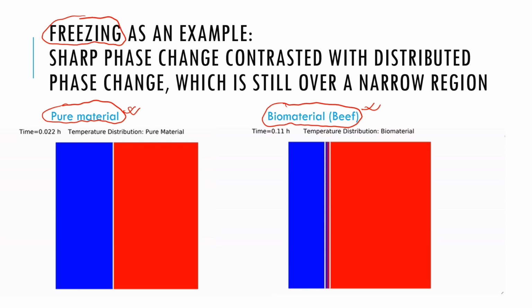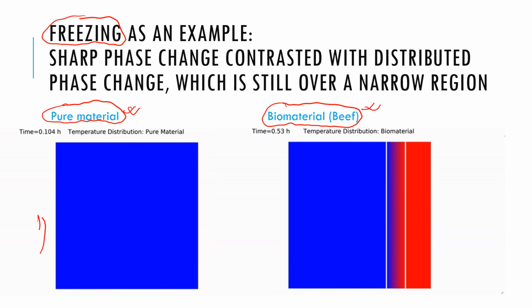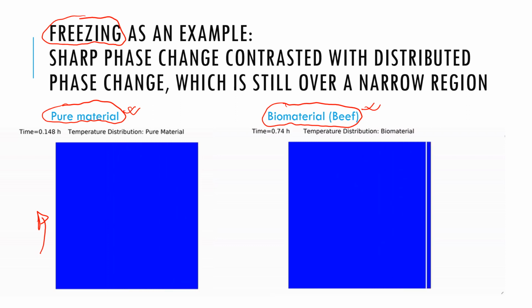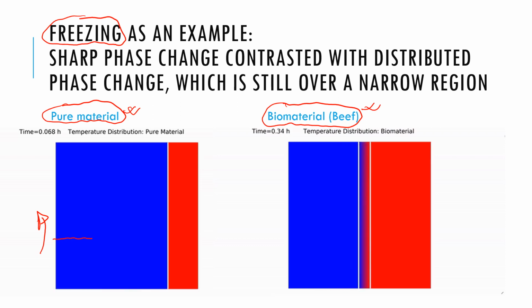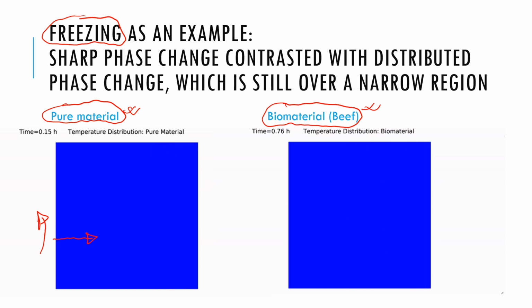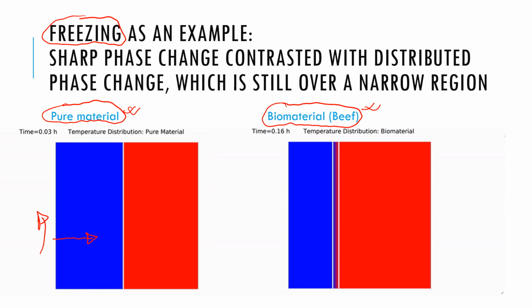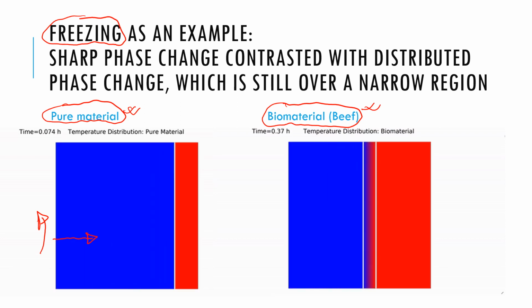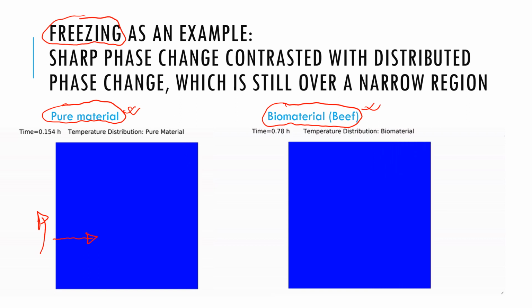So this animation shows an actual calculation for a sharp interface. It's being frozen from here, and the blue part is the frozen, the red part is unfrozen, and so the frozen part proceeds inside, as you see. And what you see is a very sharp interface, because that's how the problem was formulated.